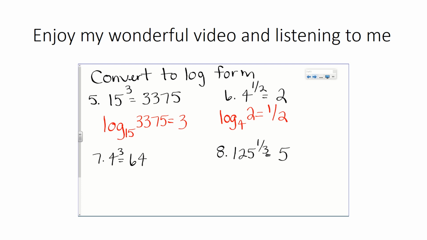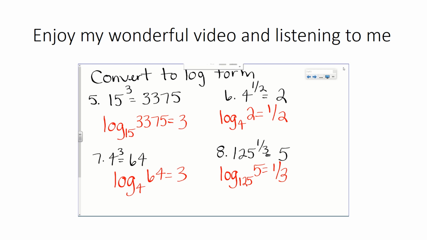And then for number 7, I have log, my base is 4, which it's going to stay, and then I would have 64 equals 3. And then for 8, I'm going to start with log again. My base is 125. My 5 and my 1/3 switch spots. And that's it for those ones.